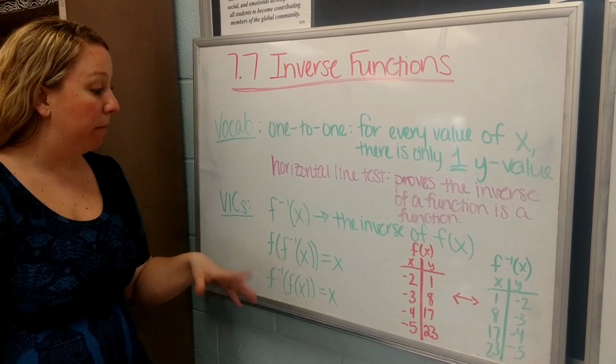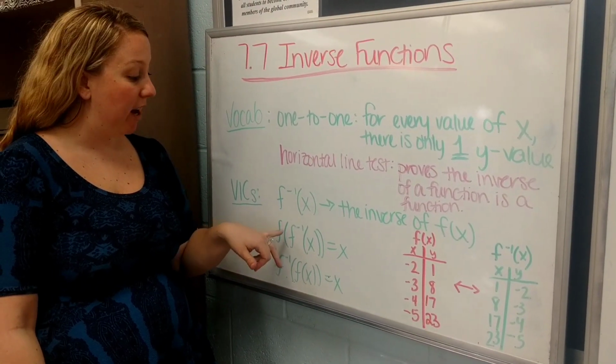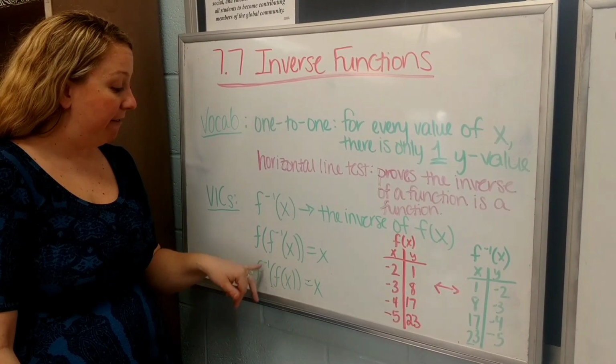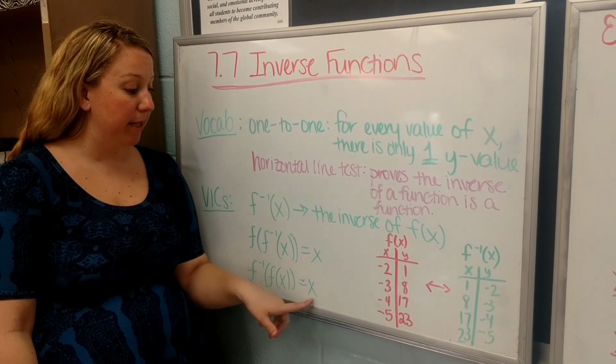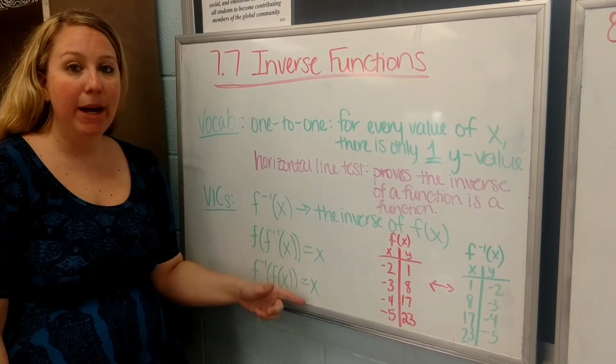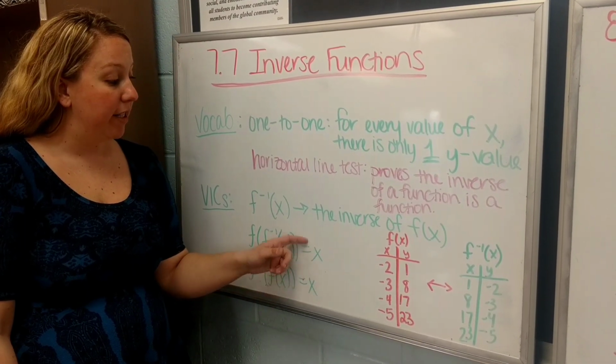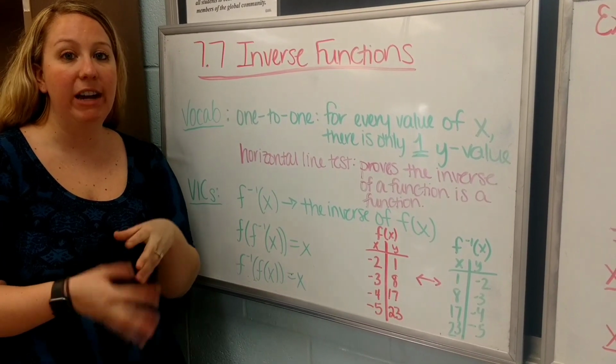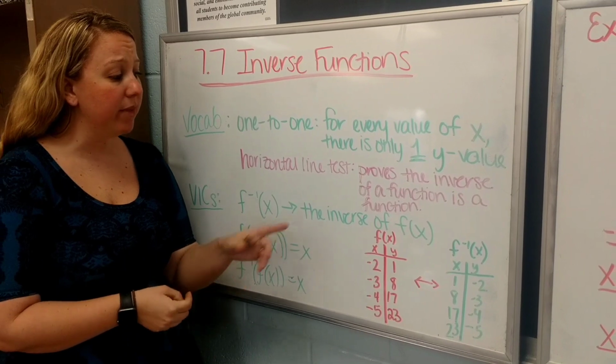And if you compose the two functions, if you have f of f inverse of x, it comes out to x. And if you have f inverse of f of x, it comes out to x. And by composing the two, that's another way to prove they're one-to-one. You have to make sure that when you compose them, you're left with just an x value.